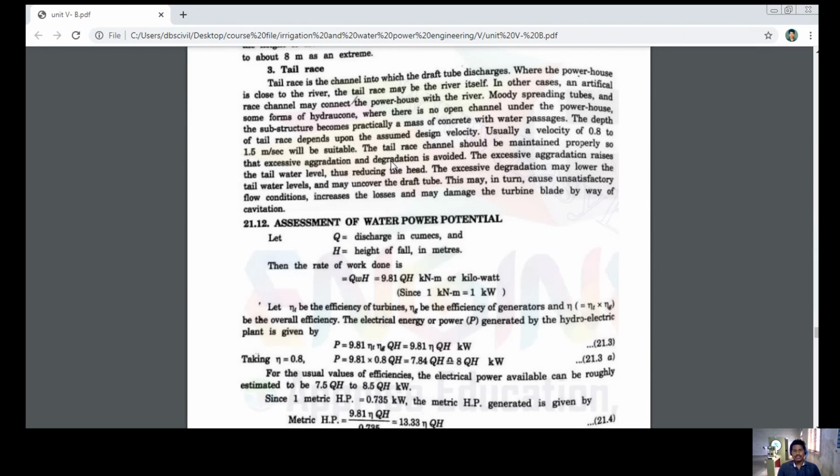Excessive aggradation raises the tail water level, thus reducing the head. Excessive degradation may lower the tail water level and may uncover the draft tube. In both cases we have problems, so we have to maintain the tail race. This may in turn cause unsatisfactory flow conditions, increase the losses and may damage the turbine blades by way of cavitation.